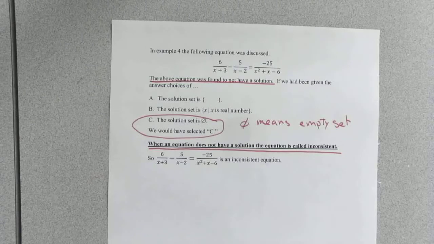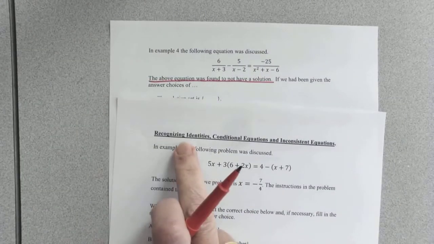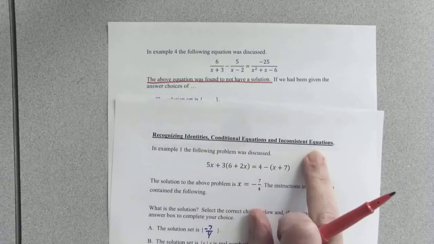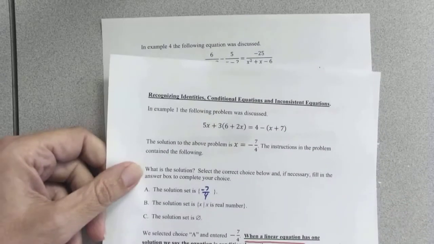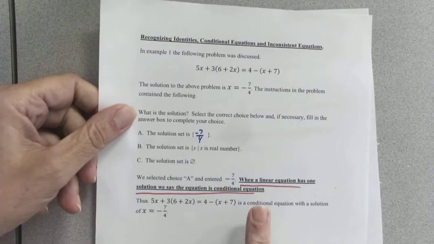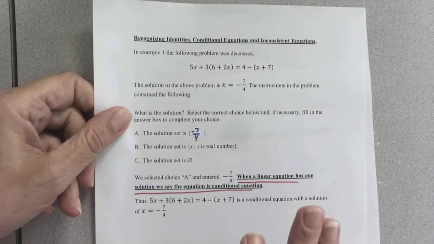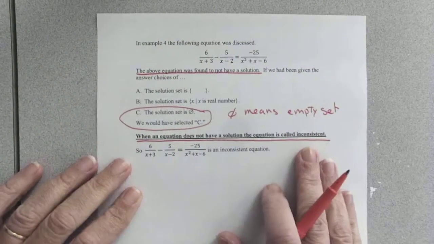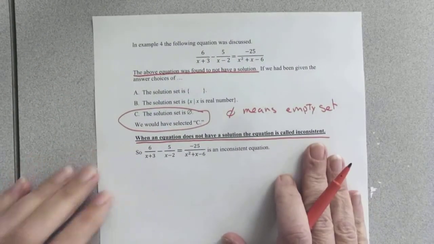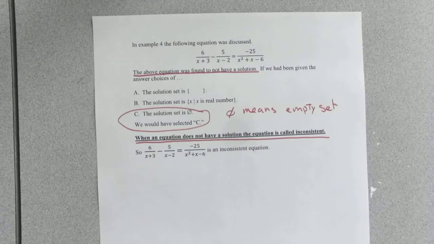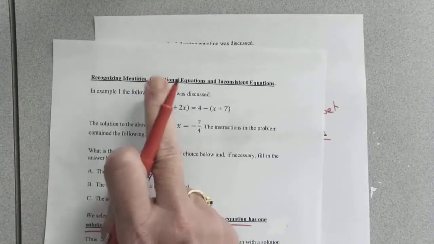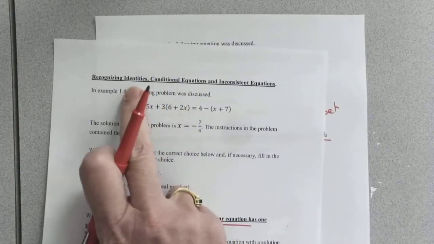So there's one other type of thing. The headline here was recognizing identities, conditional equations, inconsistent equations. When your equation has one solution, when we're talking about linear equations and you have one solution, it's conditional. When you don't have a solution at all, it's called inconsistent. So the last thing we have to recognize is this thing called an identity.